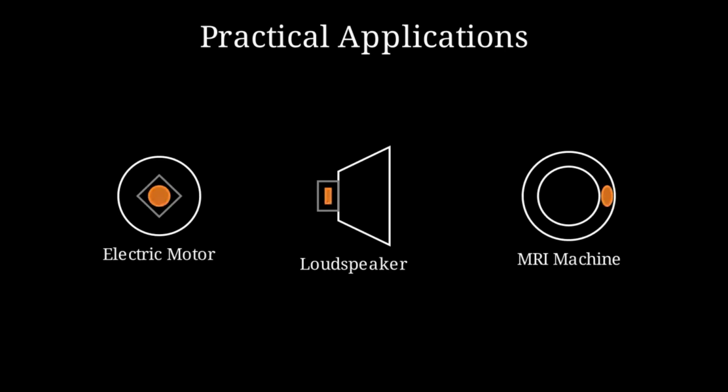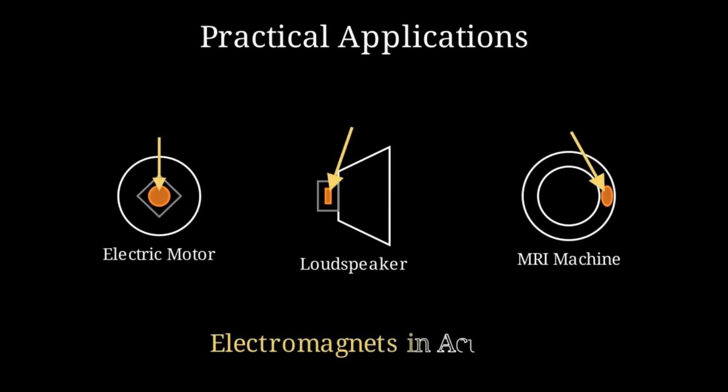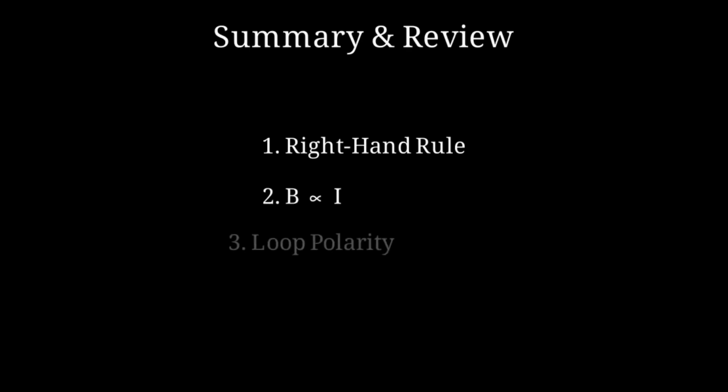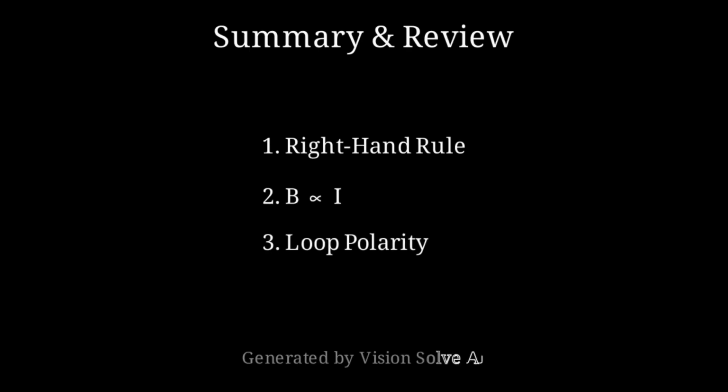These principles are the foundation for modern technology. From the motors that drive our appliances to the speakers that play music, we rely on the magnetic fields produced by conductors and loops. We have covered the fundamentals of electromagnetism in wires and loops. Understanding these patterns allows us to harness the power of electricity to create motion and sound.